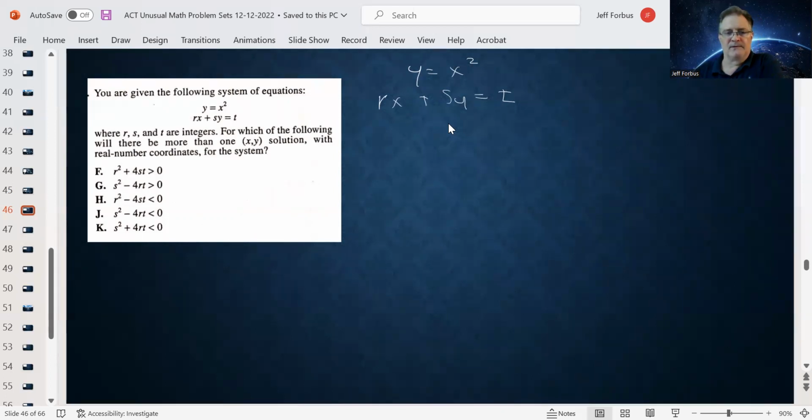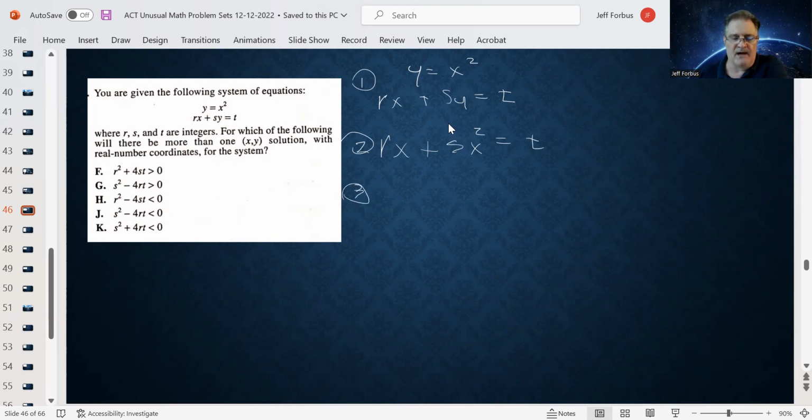Okay, so let's try to make some sense out of our system of equations. We know y is equal to x squared, so we can rewrite the second equation by saying Rx plus Sx squared is equal to T. Well, look what we have developing here. We've got a quadratic developing here. T is going to represent some constant. So let's rewrite this, as most people are familiar with writing quadratics, from the highest power to the lowest. So Sx squared plus Rx minus T is equal to 0.